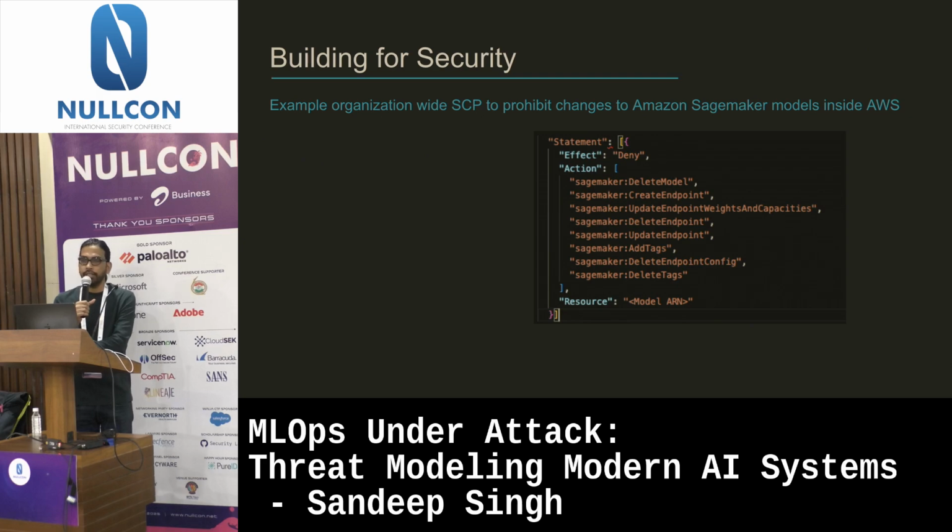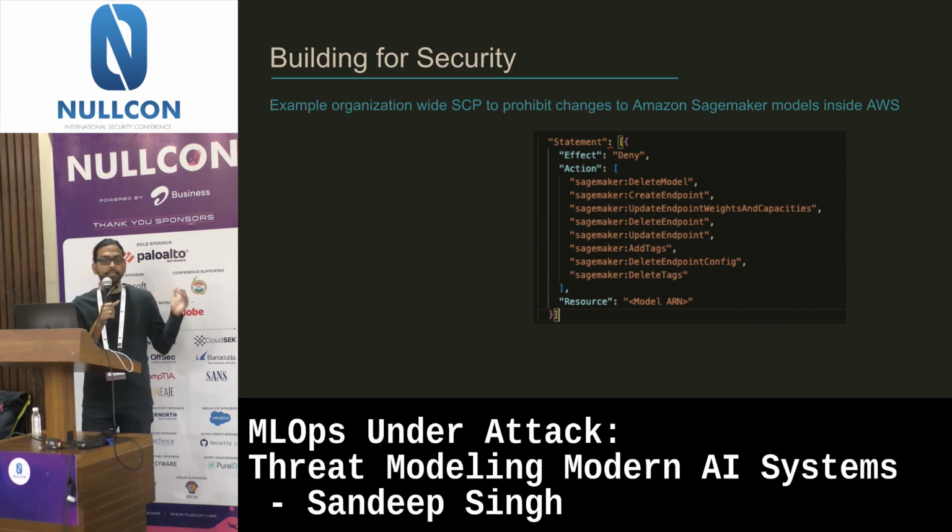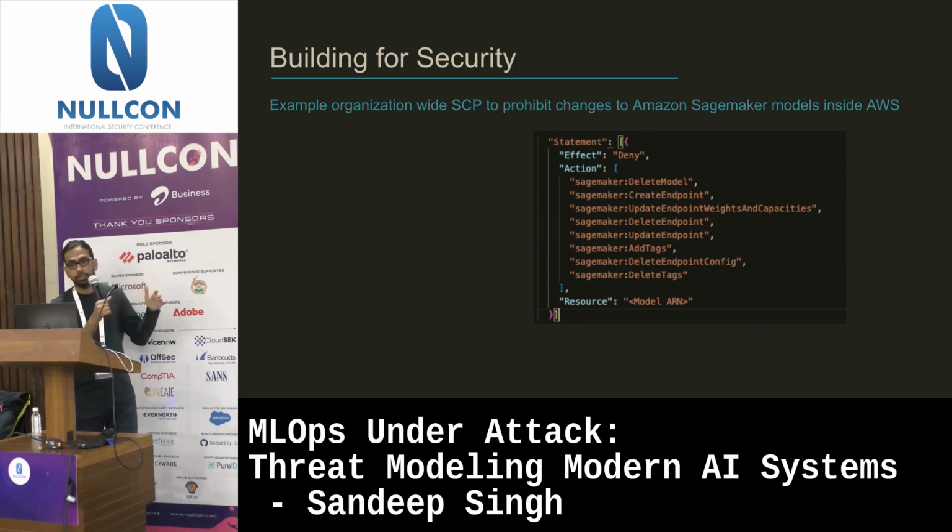When I was talking about tampering and granular access control, here is an example service control policy inside AWS. This is beyond the regular policy you'll create. This service control policy will basically prohibit any changes to Amazon SageMaker models. You see the delete model, create endpoint, update endpoint, all these actions are completely denied at the organization level. And of course, it will be allowed based on certain characteristics in the further layer down.